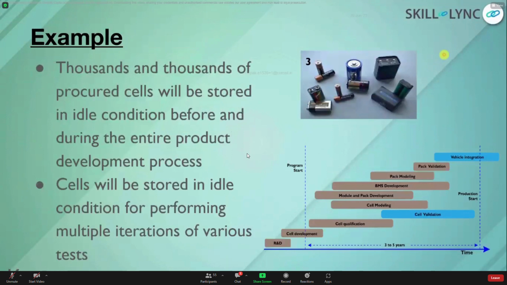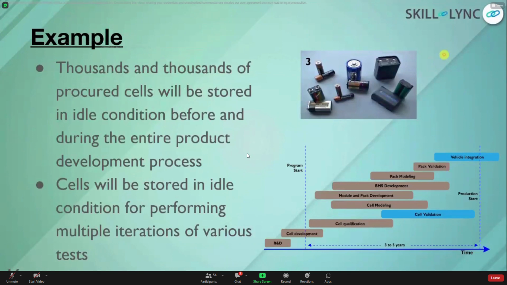Okay, so as we were discussing, where exactly is this ideal scenario going to happen? When you are buying thousands and thousands of procured cells, they will ultimately be stored in ideal condition in the initial period, before and during the entire product development process. The development process takes a very long time at vehicle-level manufacturing companies. If it is a very small company and you're working on a very small project, the timeline won't be that large, like 2 years or 3 years.